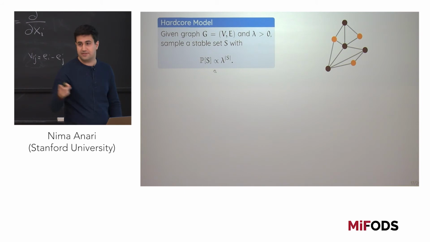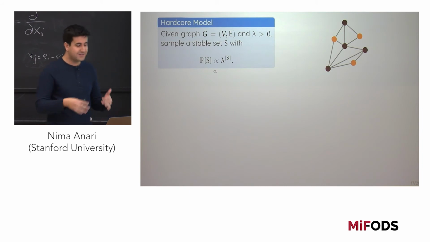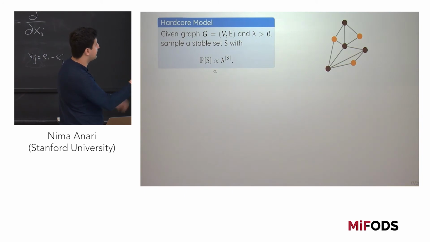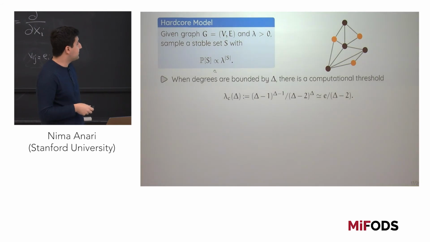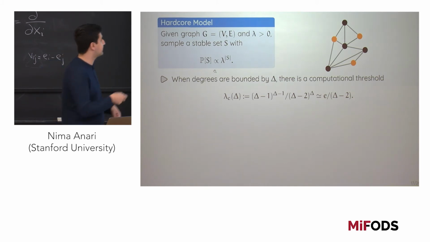Going to the hardcore model, back to your question. It's not as simple as you might think, but the intuition is correct. In the hardcore model, just as a reminder, this is a distribution on independent sets of a graph. People have known for a long time that there is this decay of correlation phenomenon that happens when your parameter lambda is in some range. For graphs of degree bounded by delta, there is this exact range. If your lambda is below this number, you have decay of correlation. Above this, you don't have decay of correlation.